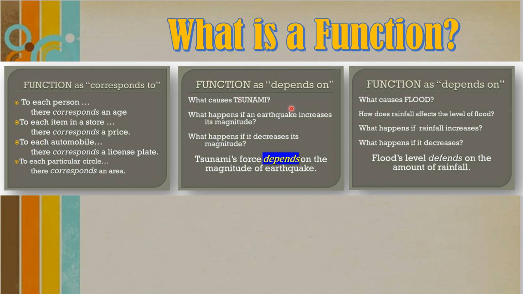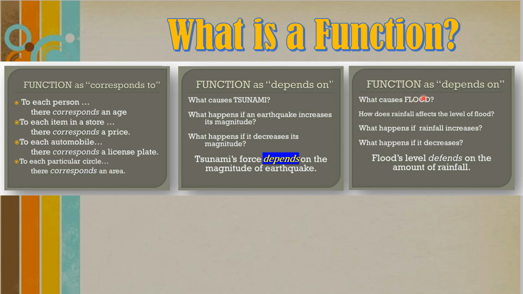Next, function as depends on. What causes tsunami? We all know that earthquake is the cause of tsunami. If the earthquake increases its magnitude, then the tsunami will be severe. But if the magnitude of the earthquake decreases, then the force of the tsunami will decrease as well. So we have tsunami's force depends on the magnitude of the earthquake.